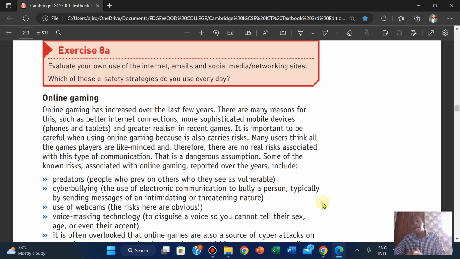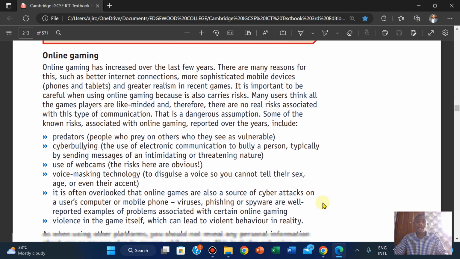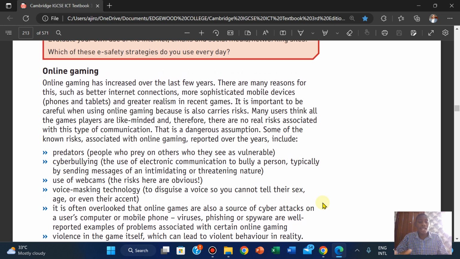Okay, now I'm a fan of online gaming. I'm into Call of Duty, PlayerUnknown's Battlegrounds, Fortnite, even Free Fire, which I came across. So yes, I'm an online gamer, and I can relate to this.